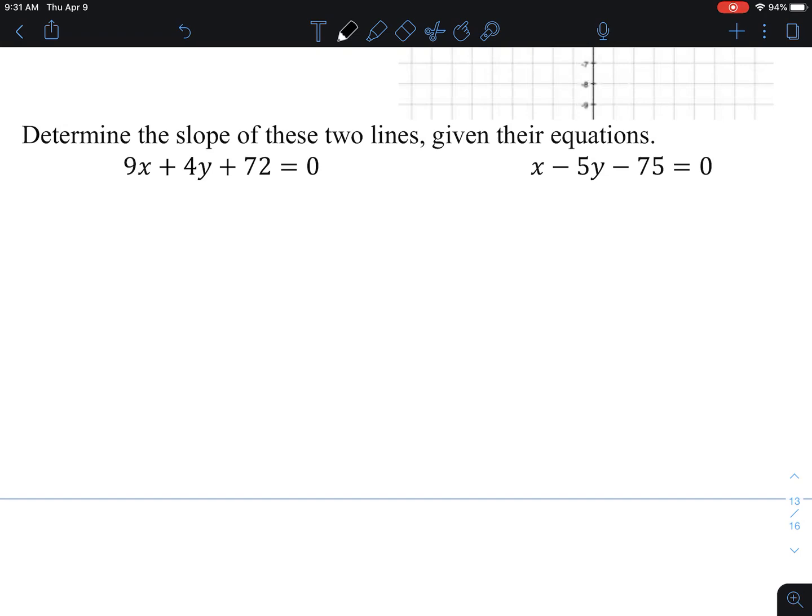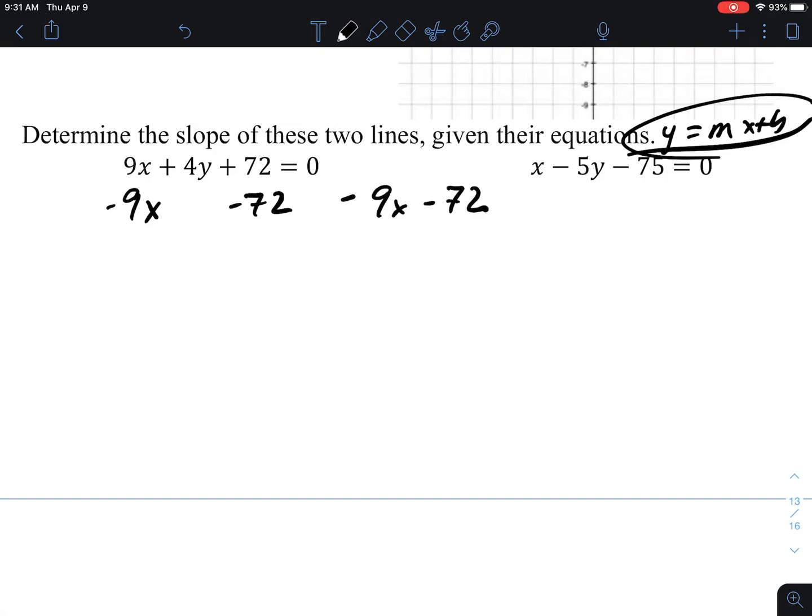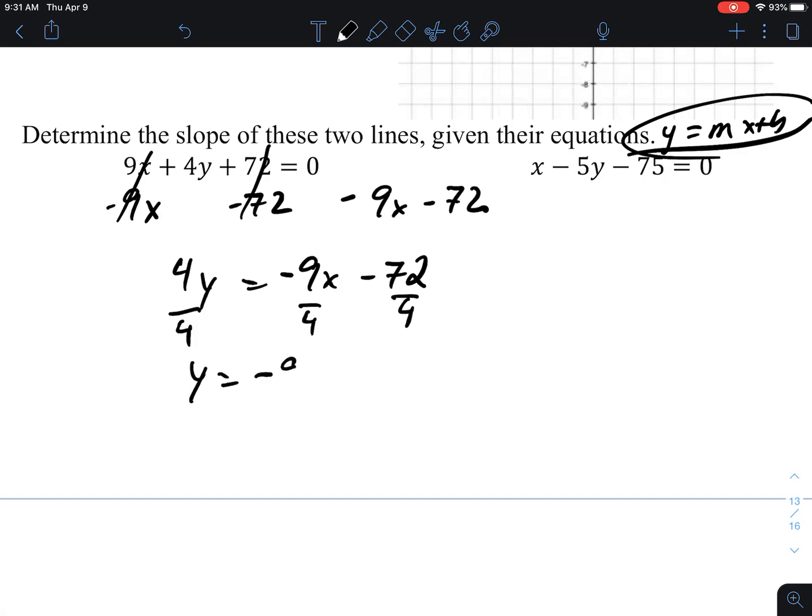All right, now determine the slope of these 2 lines given their equations. So what I would do here is rewrite them like this. So this might be a point as well. Pause the video, try and do it on your own, and then I'll give you the answers. So here, I'm going to move over 9x and 72 to this side. These are going to cancel. 4y is -9x minus 72. And now I'm going to divide everything by 4.